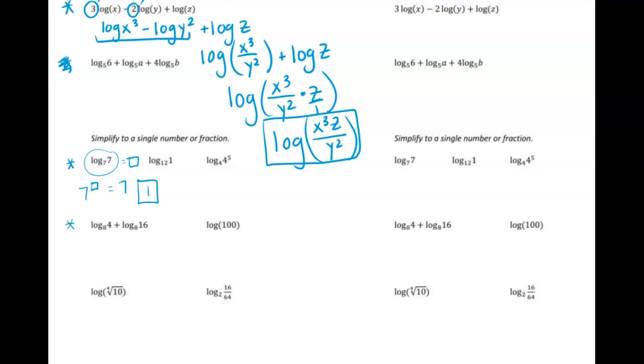Let's look at this one. So first of all, I don't know what log base 8 of 4 or what log base 8 of 16 is, but if I use properties, this is log base 8 of 4 times 16, which is log base 8 of 64. So 8 to what power equals 64? So we get 2.